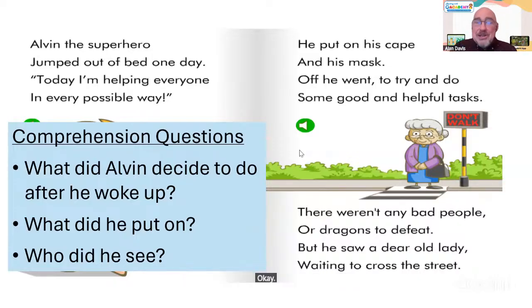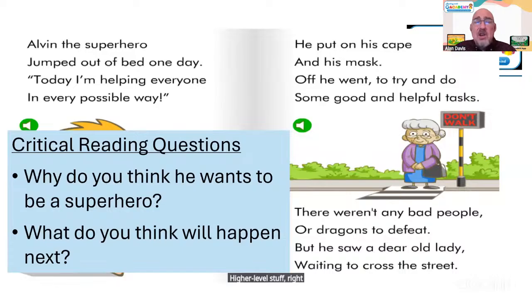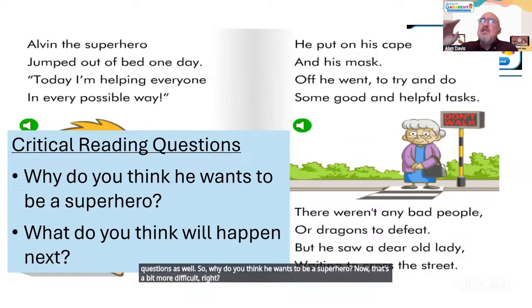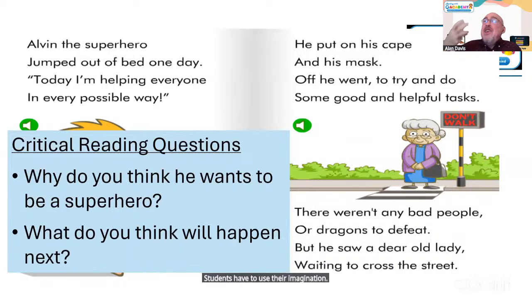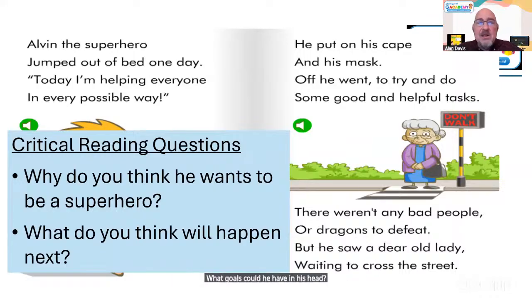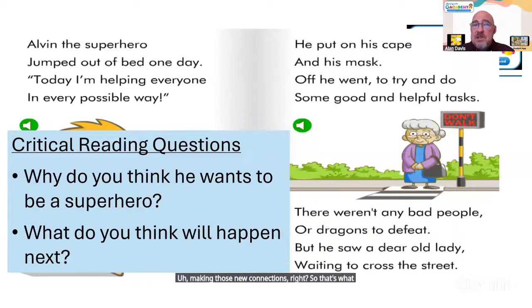Okay. So these are my comprehension questions or understanding questions, but I'm more concerned with higher level stuff, right? So I'm going to ask some critical reading questions as well. Why do you think he wants to be a superhero? Now that's a bit more difficult, right? Students have to use their imagination. They have to think of their own characters, and they also have to think a bit critically, right? What goals could he have in his head? This is a much more challenging question and much more about making those new connections, right? That's what we're really concerned with, making these new connections.